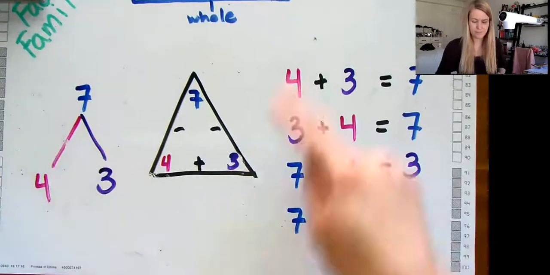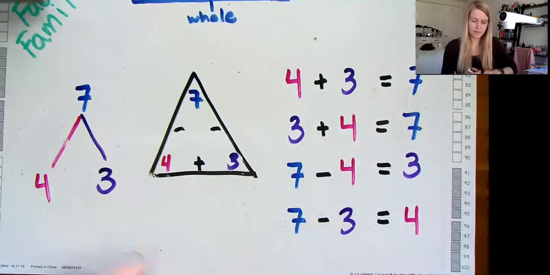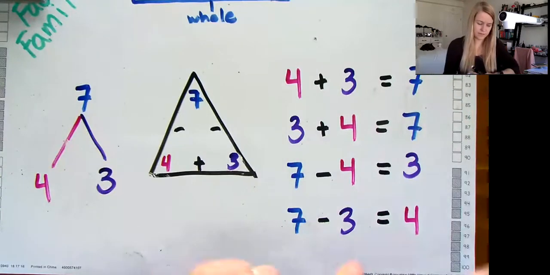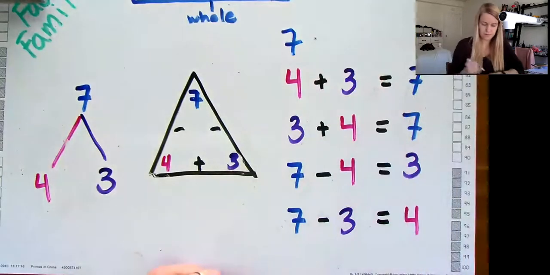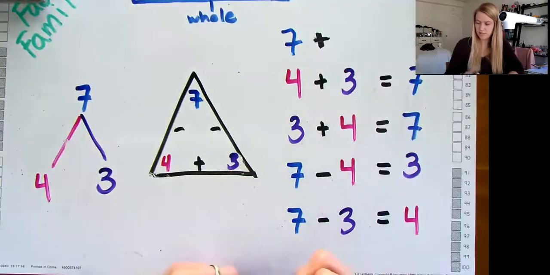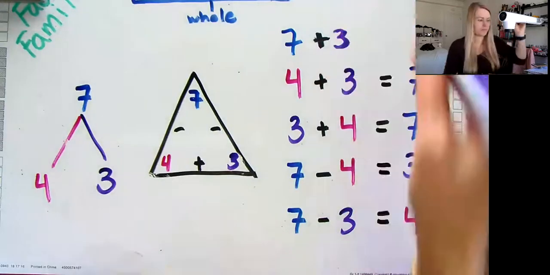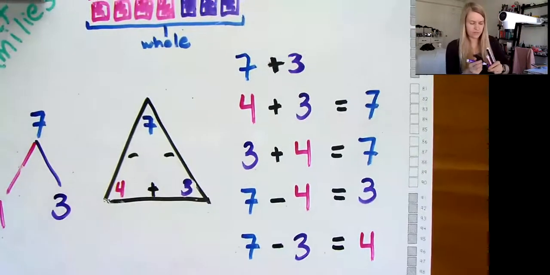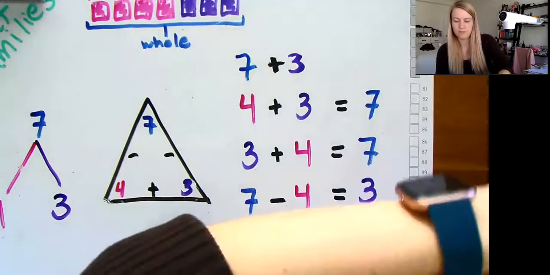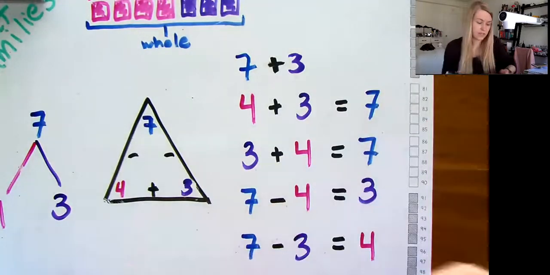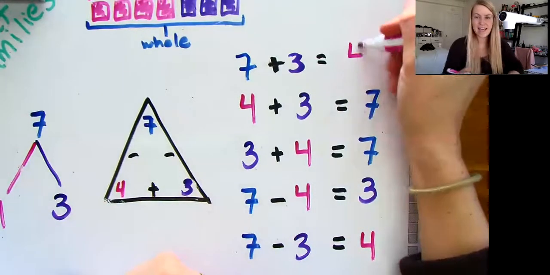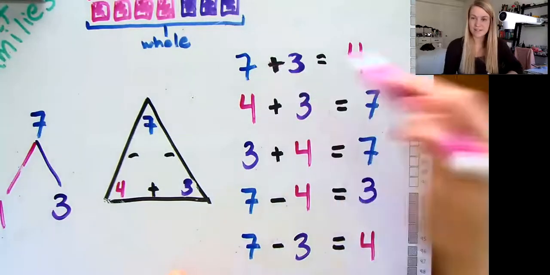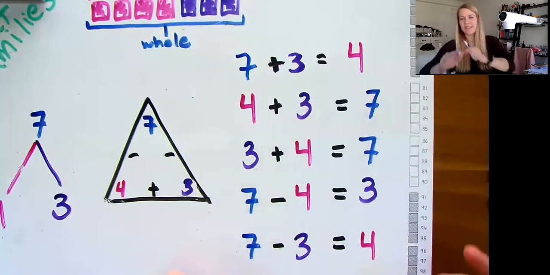write one of these fact families. And what if you said, oh, okay, how about 7 plus 3? What if you said, too many markers, guys, too many markers. What if you said 7 plus 3 equals 4? Yay! I used all my numbers. Is that going to be correct?